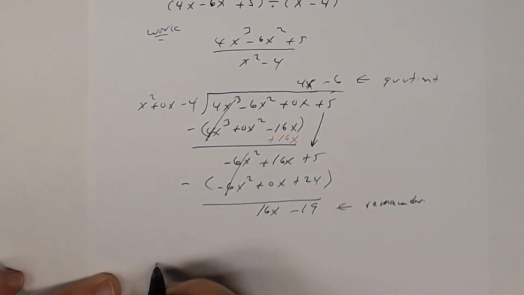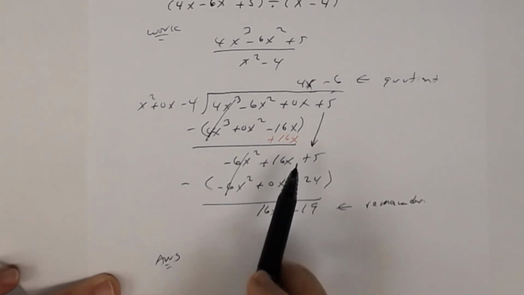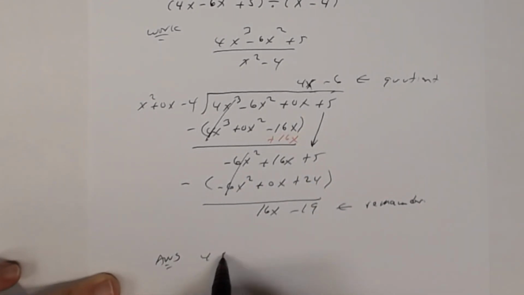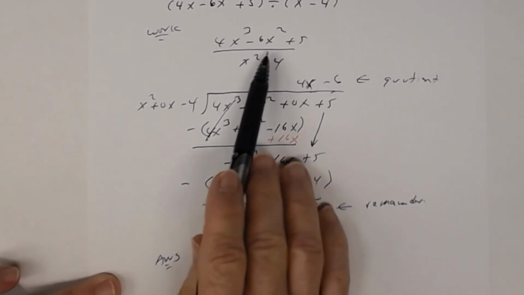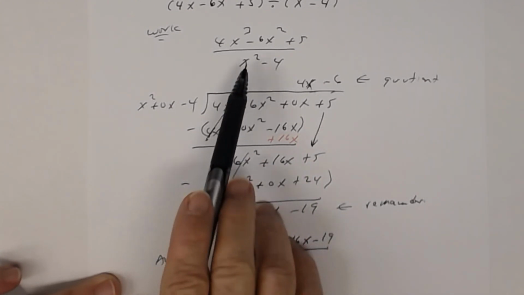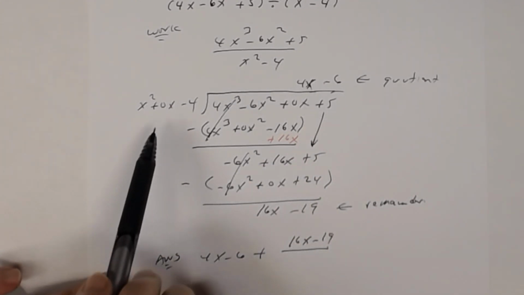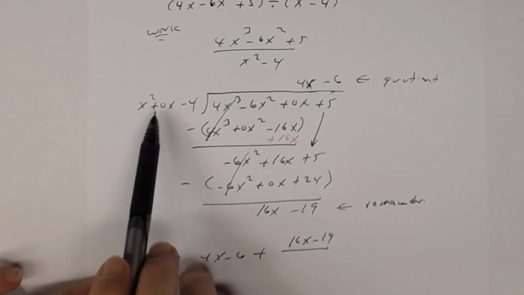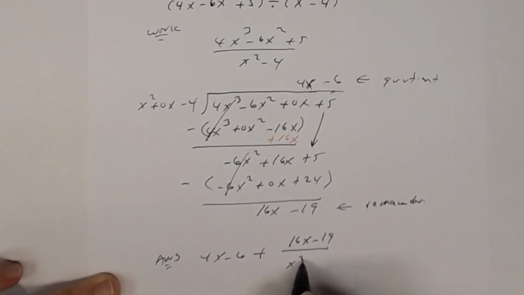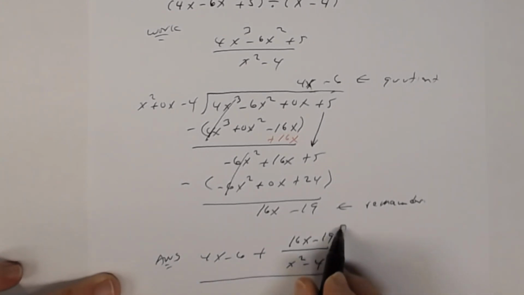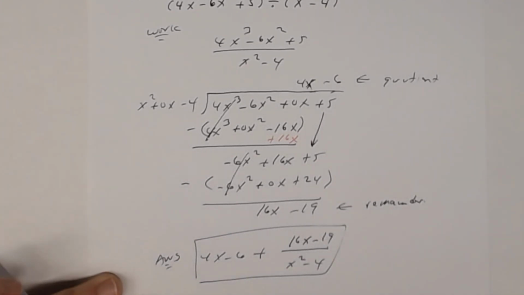All right. So then the answer will be the quotient, which is 4x minus 6, plus, you must say plus, the remainder divided by the divisor. So this denominator must be this denominator here, which is the divisor. But when writing the divisor, don't put the 0 term. Just write this: x squared minus 4. All right? And so there's your answer. All right, so that was number 2.